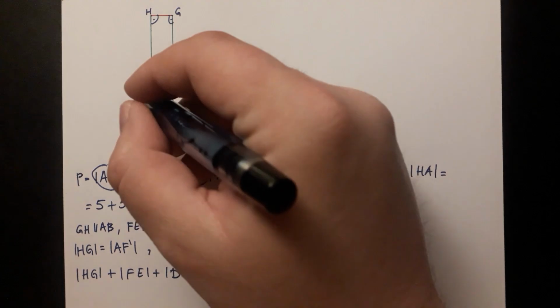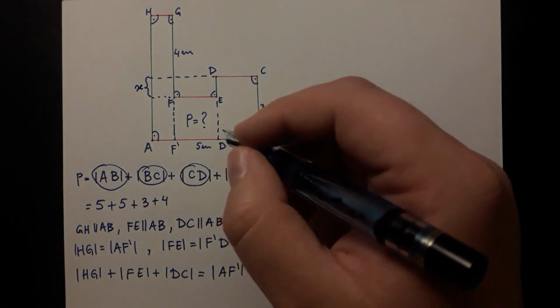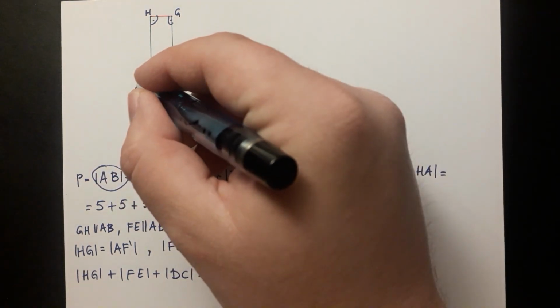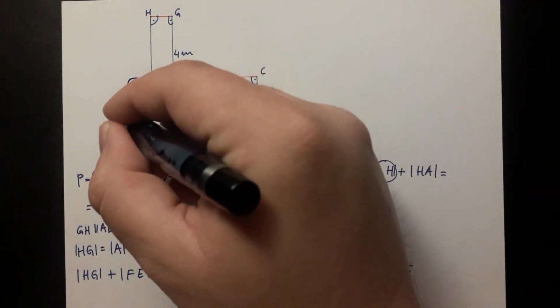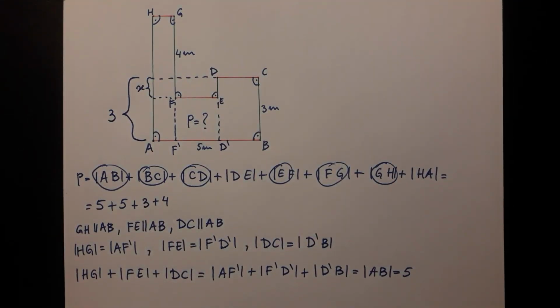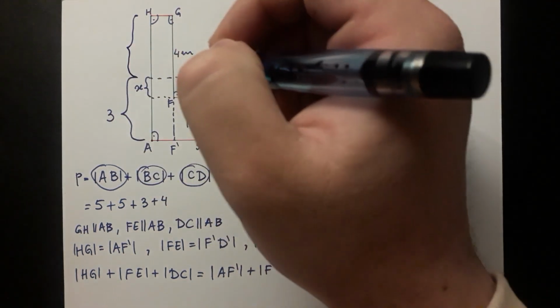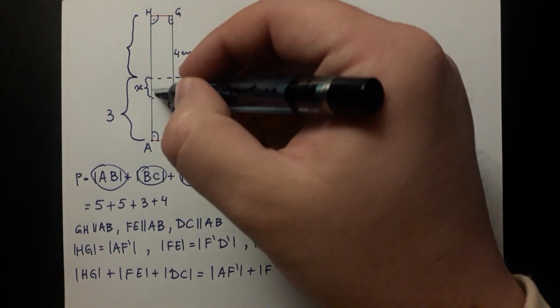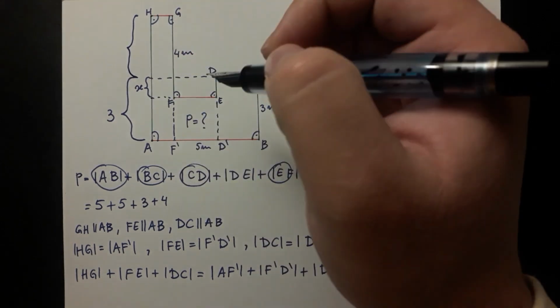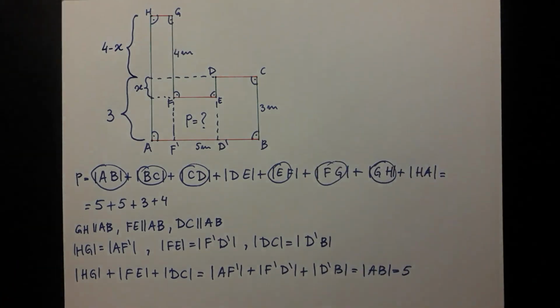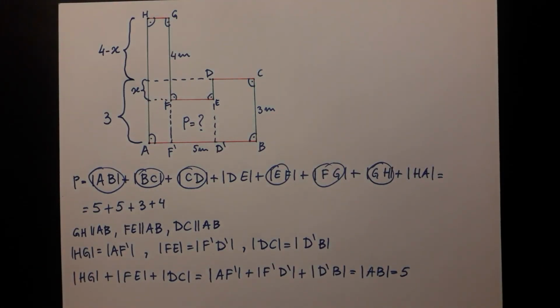Let's call that overlapping part X, and let's try to solve the problem using X. What we know is that this part right here has the length of 3. Since we have called this part X, we can say how long this other part is. And that is this part right here. As you can see, the whole thing from this point H towards this point is 4 meters, and that means that this right here is 4 minus X. Let's put that in our calculation for perimeter and see what happens.